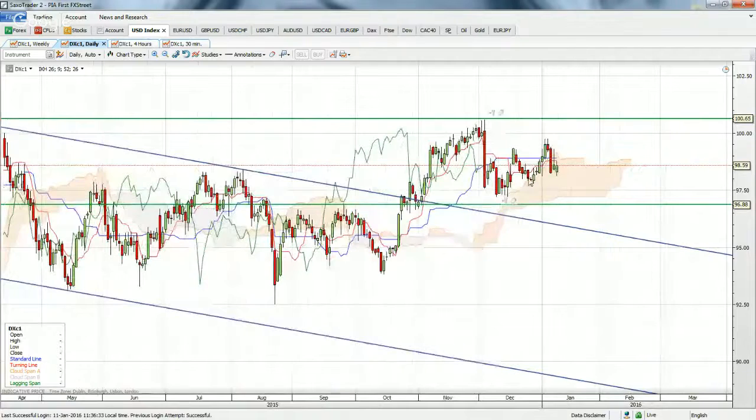So now we have got an immediate bias lower. Okay, so we've got this strong move to the downside. Okay, then a choppy three wave correction.